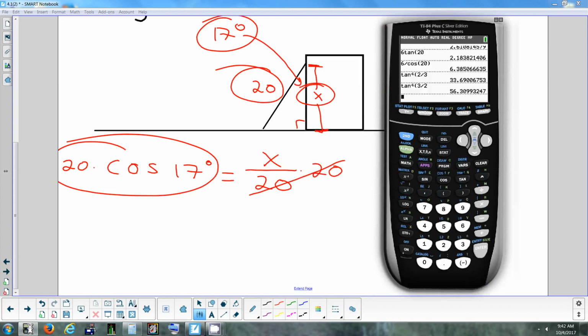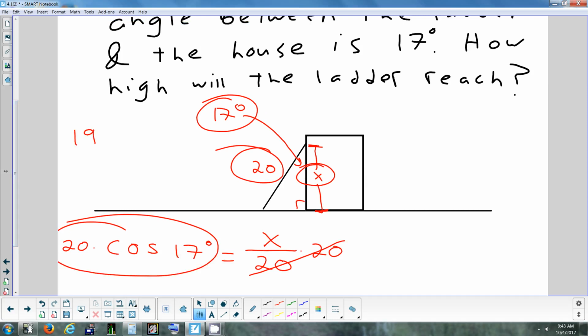Okay, so let's do 20 cosine 17. So we can reach about 19.1 feet. Okay, we can just round it to that. Maybe what I'll do, just to make it clear, since I circled a bunch of stuff, I'll put a box around the answer. Okay. Any questions on that?